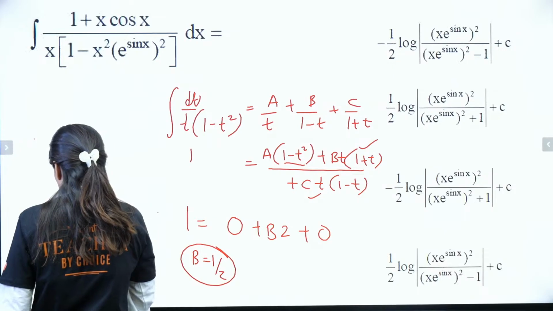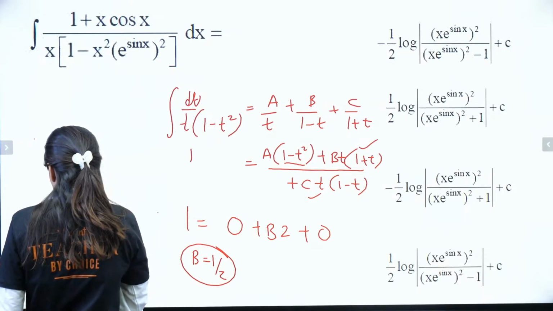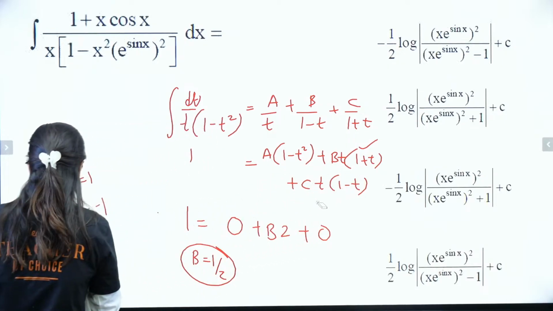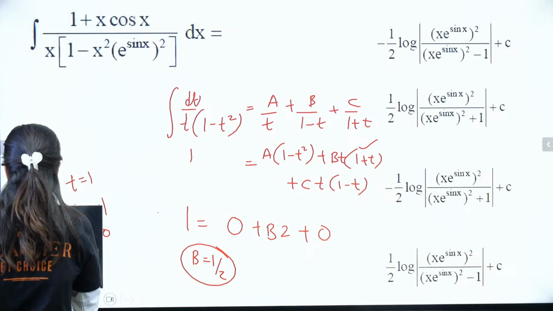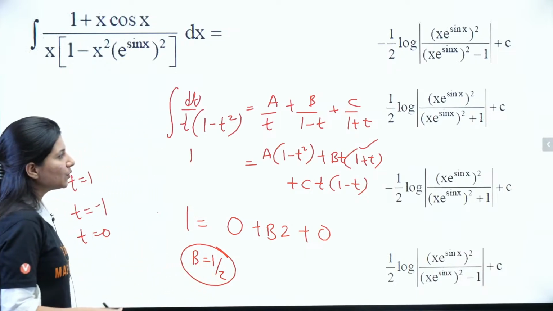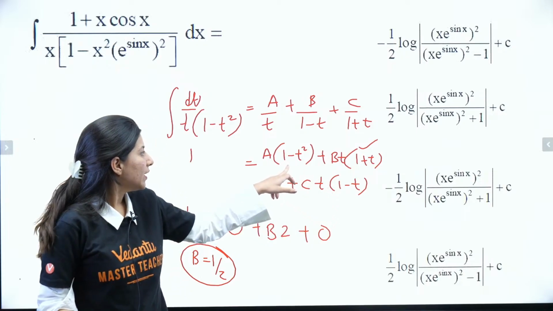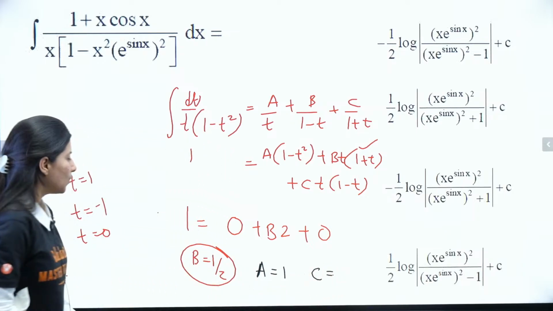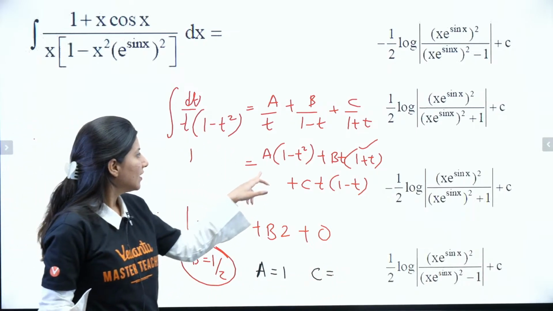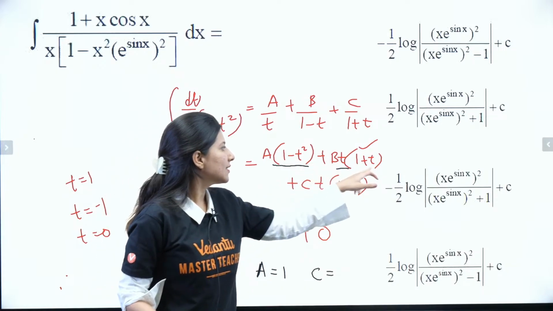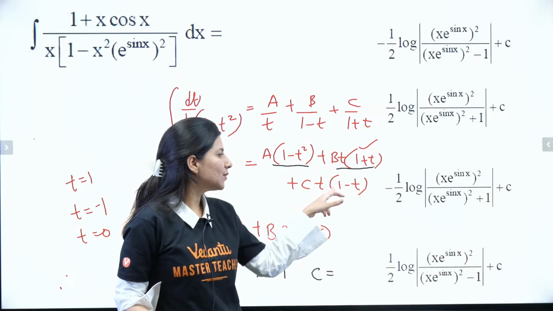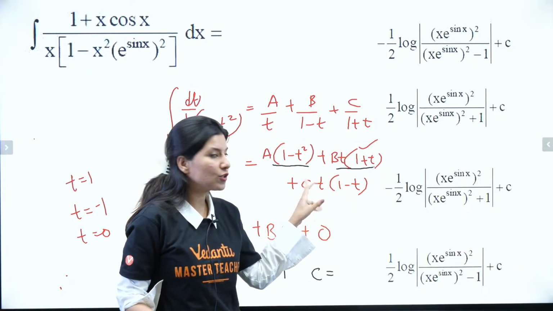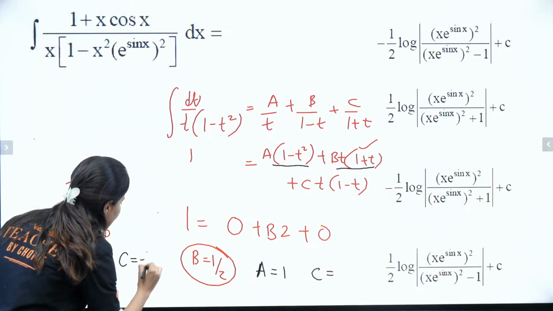Let us remove the denominator symbol because it might confuse you. Yes, the moment I put t equals 0, these two will be 0. So A will be equal to 1. And similarly, what about C? The moment you put t equals minus 1, this is also 0, this is also 0, and this will be minus 1 and minus 2. Right? Minus 1 and, sorry, 2. So C is going to be minus half.